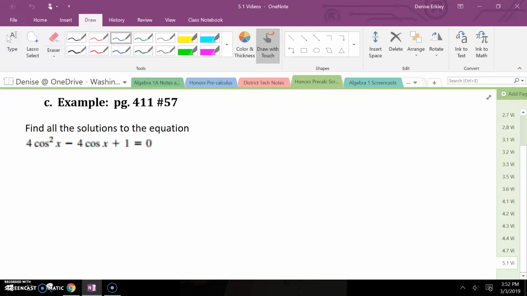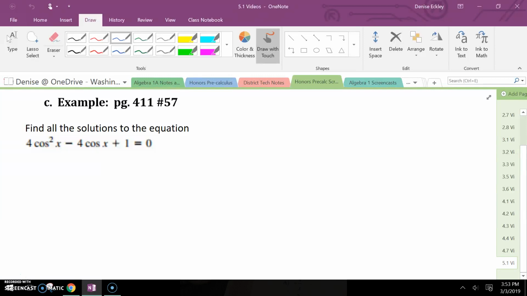Number 57 on page 411 is a little different than our previous example, number 51. The difference is that we're asked to find all the solutions to the equation. We're not asked to have any constraints on our solution, so it's not in a specific interval. So this is going to present another challenge for us because, as we know, our angles can continuously go around and around and around the unit circle. So we have to take that into account. We'll worry about that when we get the solution.